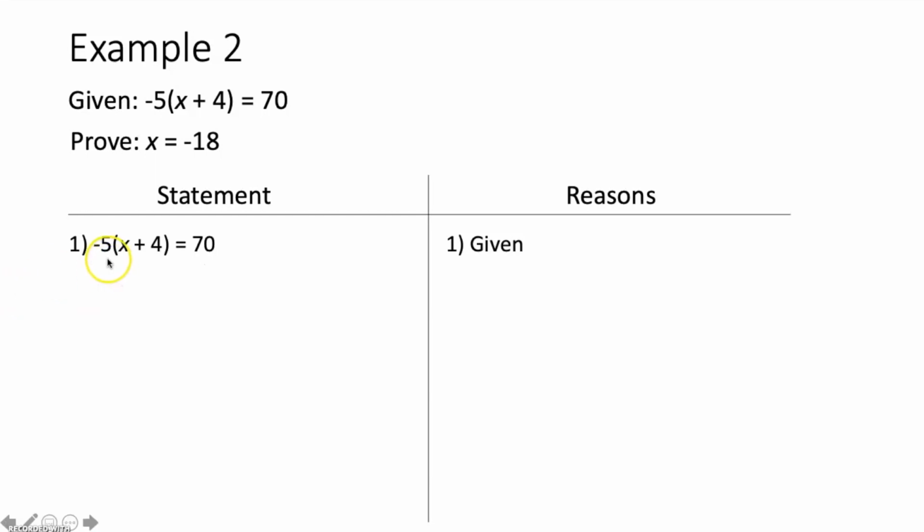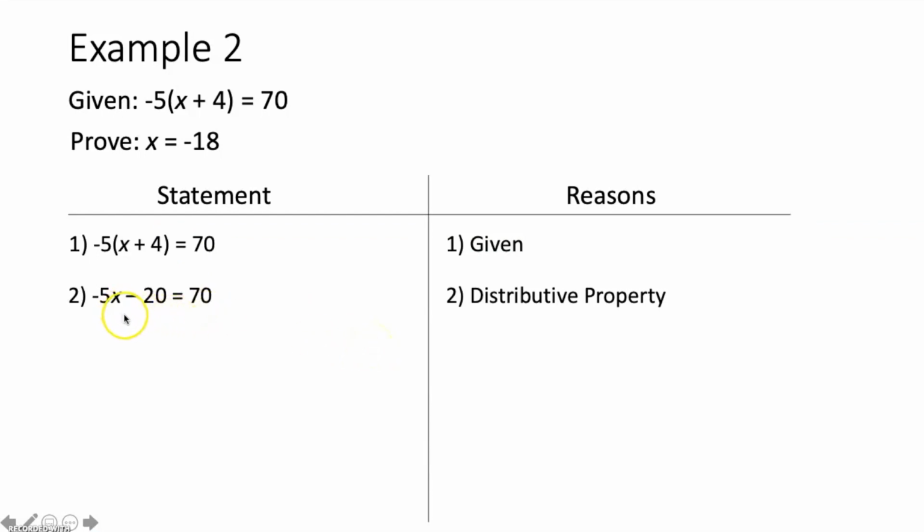Or you could do what I do, and I could distribute the -5 to the x and to the 4. Now, when you are distributing something to each term within a set of parentheses, what property allows you to do that? That would be the distributive property. So now we can continue.